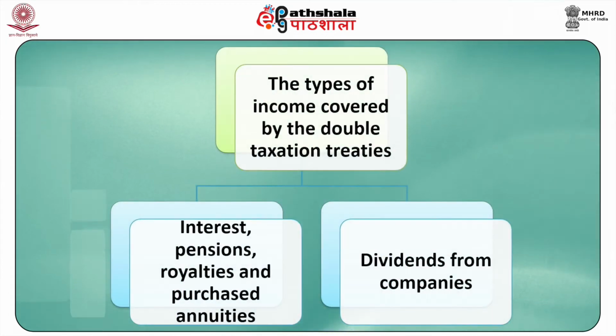The types of income covered by the double taxation treaties fall into 2 main categories. Number 1, interest, pensions, royalties and purchase annuities, and number 2, dividends from companies.